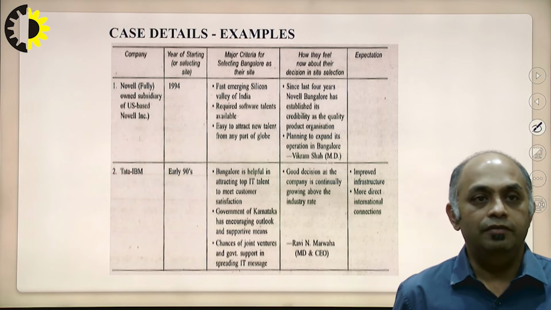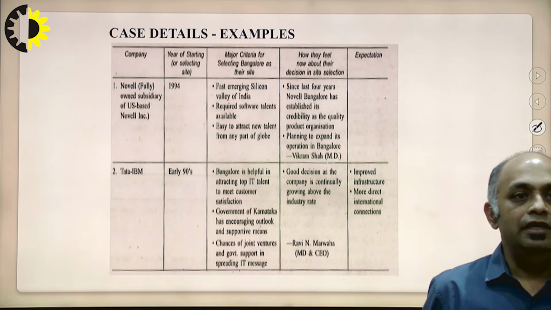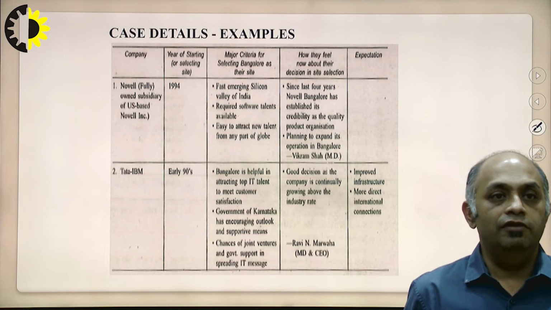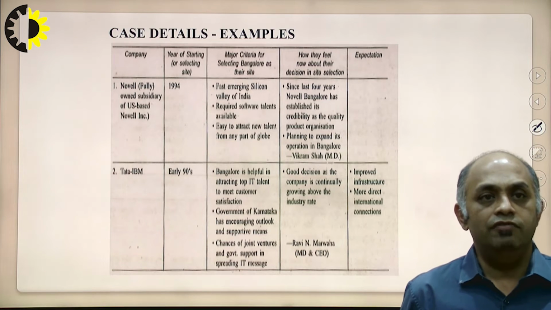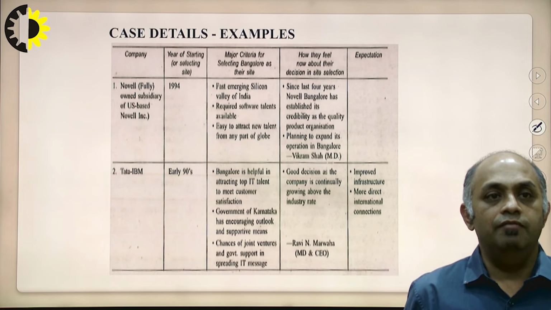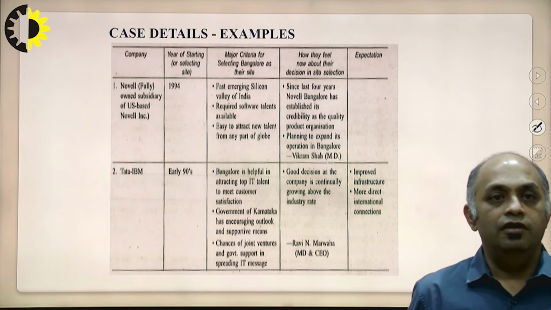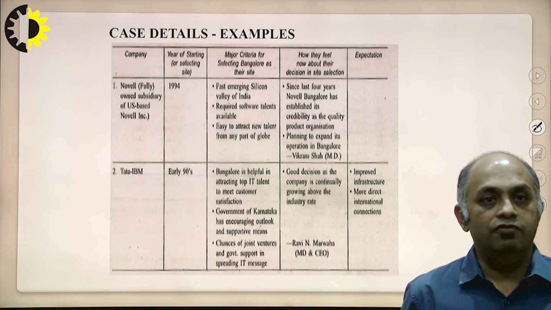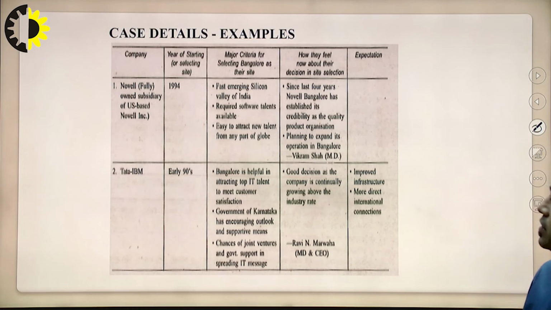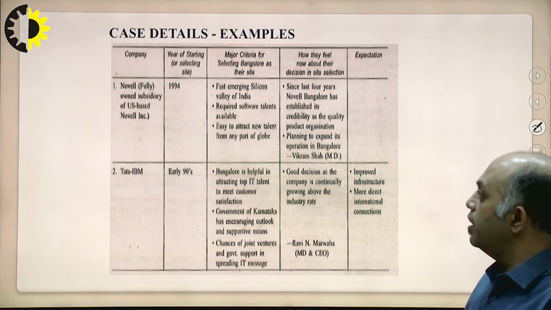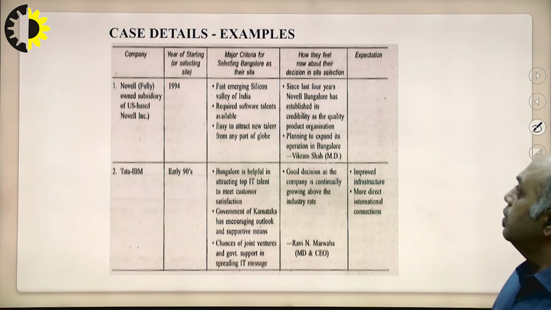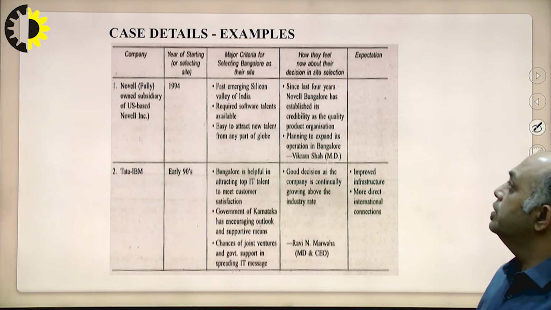So this Novel company is a subsidiary of US based Novel Inc. The year of starting of this company is 1994, for the emerging Silicon Valley of India, which required software talents available, easy to attract new talent from any part of the globe. So how do they feel now about their decision on this site?